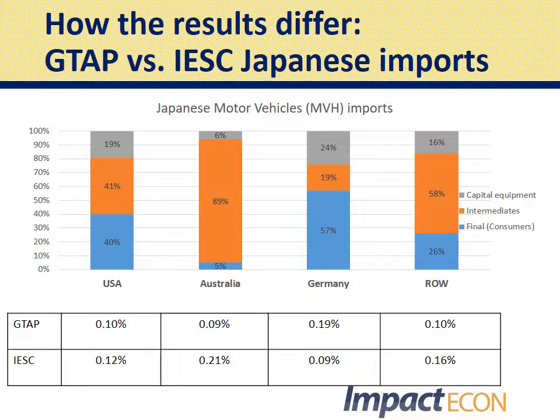The aggregation of demand from different users in the GTAP model obscures the important bilateral relationships defined by suppliers and the types of goods they ship. The ImpactECON global supply chain database and model addresses this important relationship.